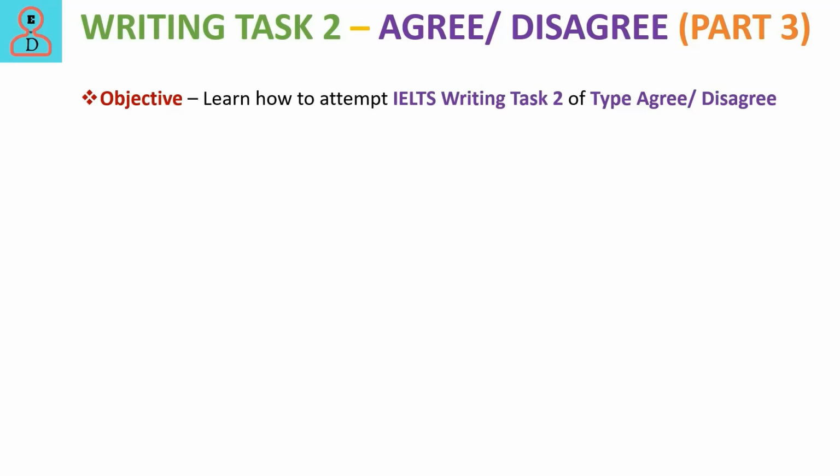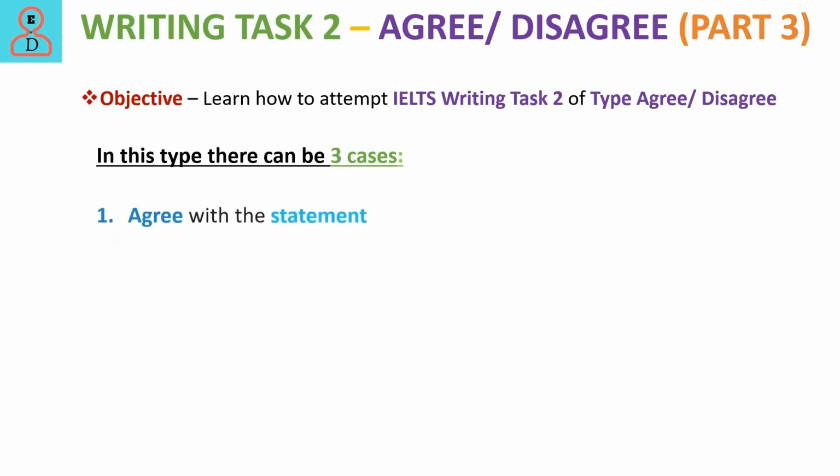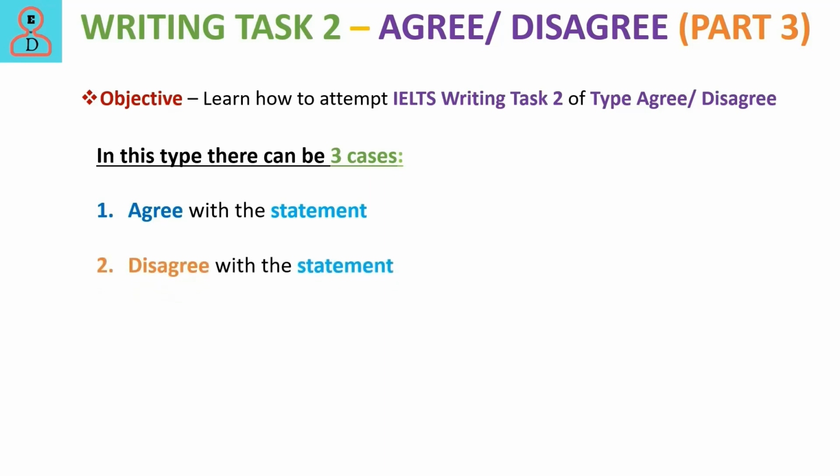This video is the final lecture on how to attempt writing task 2 of type agree, disagree. In the first part, we covered how to write this type of essay when you agree with the statement. In the second part, we covered case 2, that is when you disagree with the statement. And in this lecture, we will cover the final case, that is how to write when you partially agree with the statement.